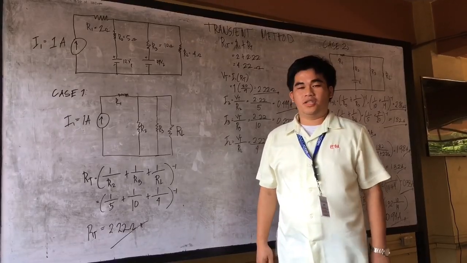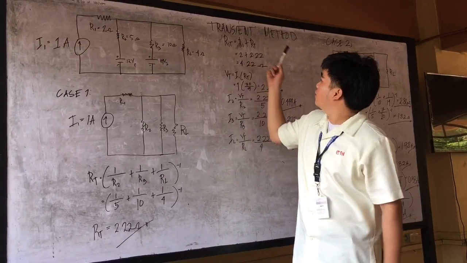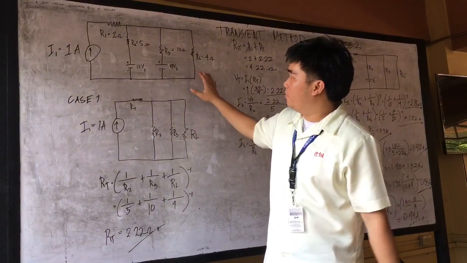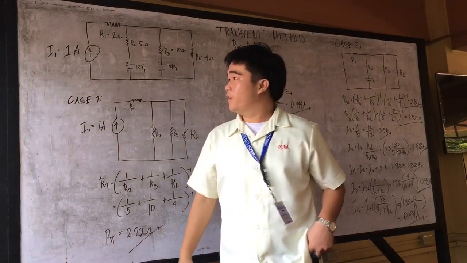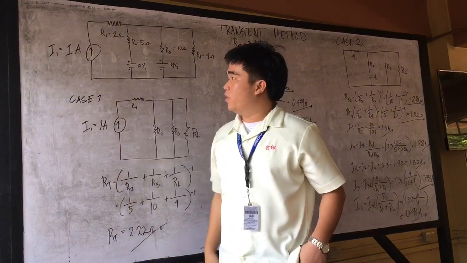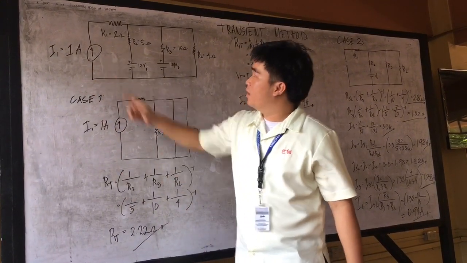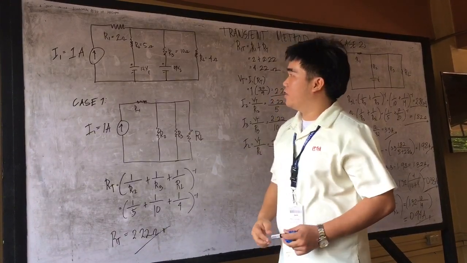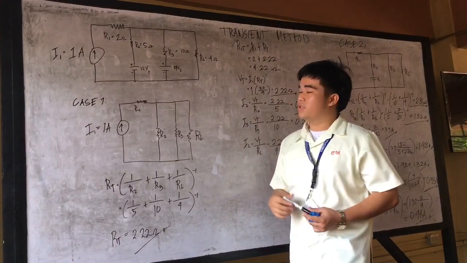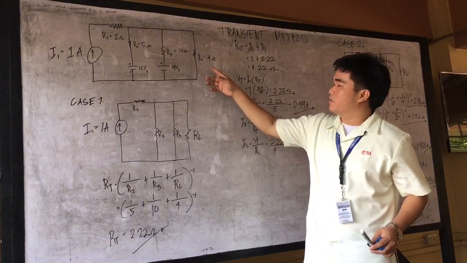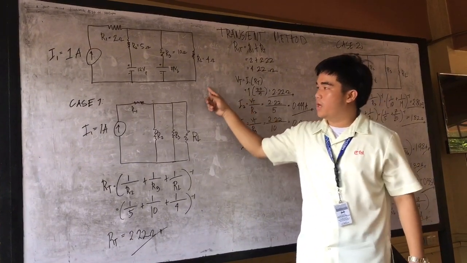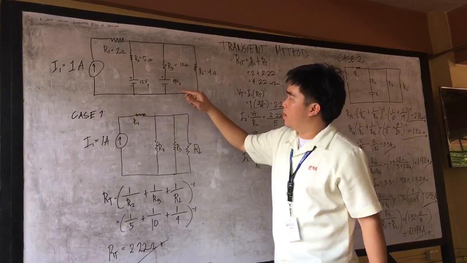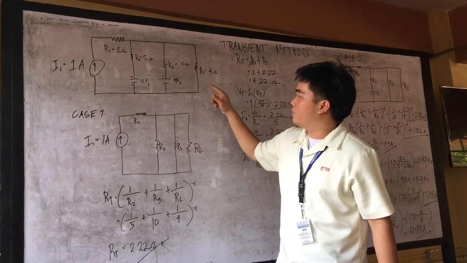Hello everyone, so our topic for today is the transient method. We have the example problem, and we have this diagram. Our given is I sub 1 equals 1 ampere, and our resistance R1 equals 2 ohms. Our R2 equals 5 ohms, our R3 equals 10 ohms, and our load resistance RL equals 4 ohms. Then our voltages are 12 volts for V sub 1 and 24 volts for V sub 2.